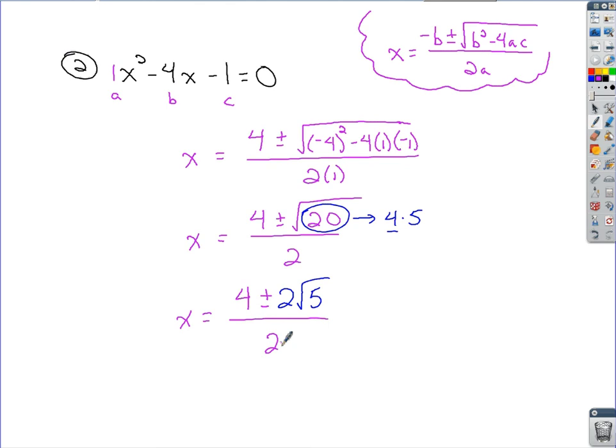You've broken down the root. Now you just look to reduce a little further if possible. Notice between the 4, the 2, and the 2, you got a common factor shared. That common factor, of course, would be 2. So if I divide 2 into all those, I would have 2 plus or minus just the root 5, and that would all be over 1. So there's your solution for x on this one.